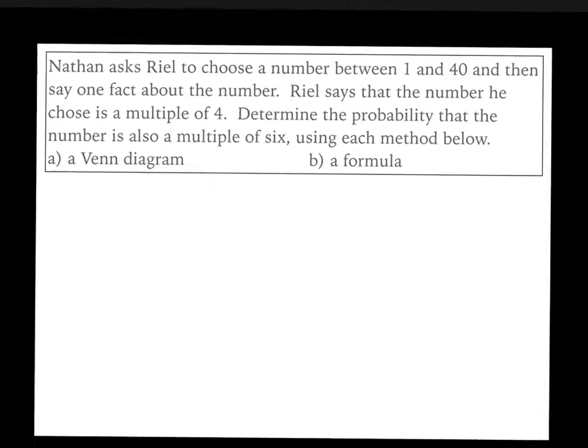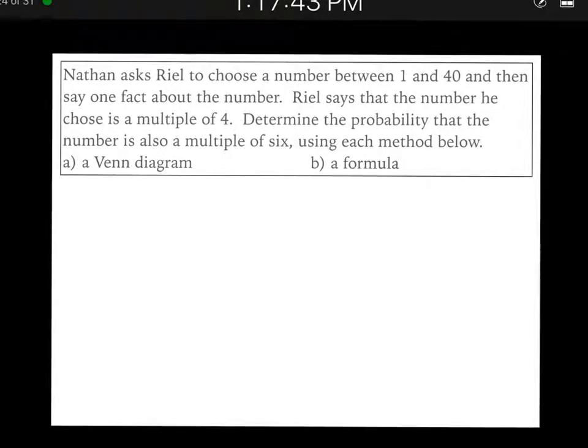Okay, this is a pretty straightforward one too. Nathan asked Riel to choose a number between 1 and 40 and to say one fact about the number. So Riel does it, and he says that the number he chose is a multiple of 4. Determine the probability that the number is also a multiple of 6 using each method below. So this one's conditional as well, because the fact that it's a multiple of 4 limits the number of answers we can have for it being a multiple of 6. Okay, there's only so many answers.